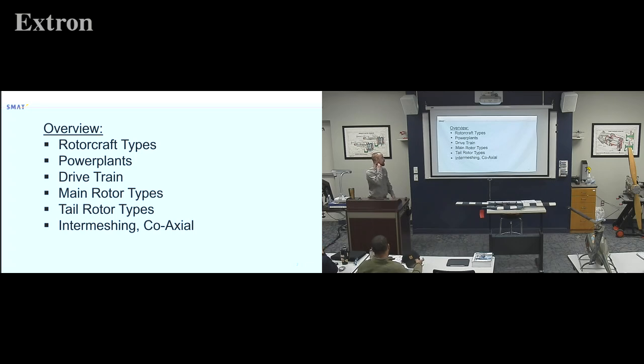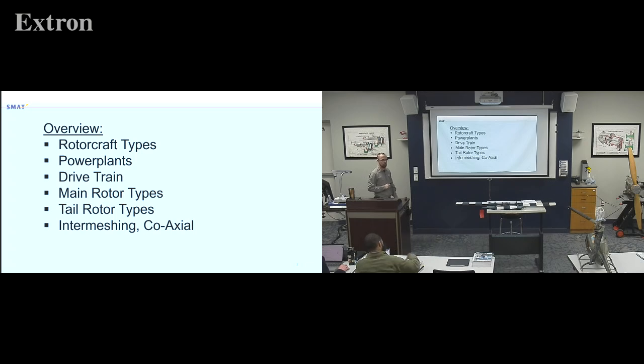All right, so rotorcraft types. Now that we've talked about the spinning things and what the physics of it is, which is still a little bit blurry for some, me included. Power plants, that's the cool stuff. That's what we need to know about, because we have to work on those. The drivetrain itself, main rotor types, tail rotor types, and intermeshing and coaxials. Okay, we won't get through all of it, but we'll get going.